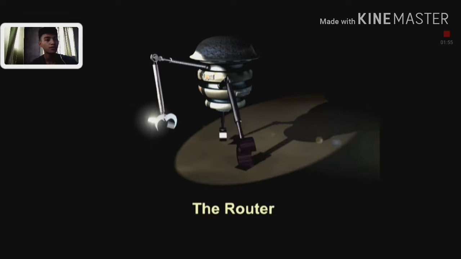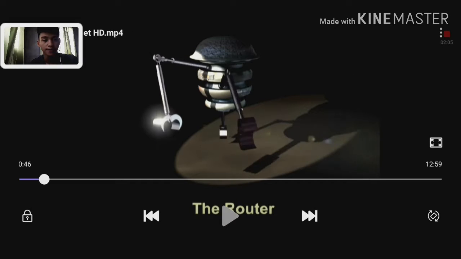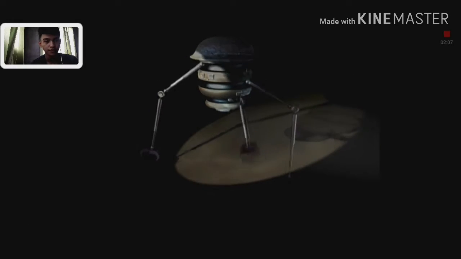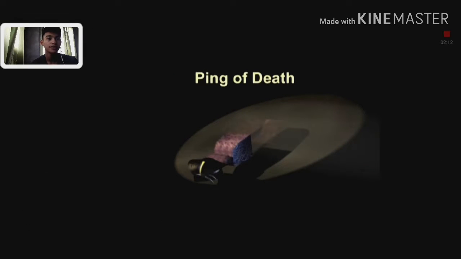Now that weird looking thing is the router, a networking device that forwards data packets between computer networks. That is the ping of death. On the internet, ping of death is a denial of service, or DOS, attack caused by an attacker deliberately sending an IP packet larger than 65,536 bytes allowed by the IP protocol.